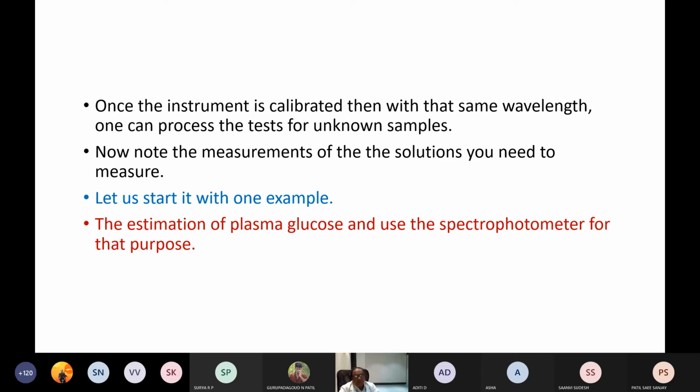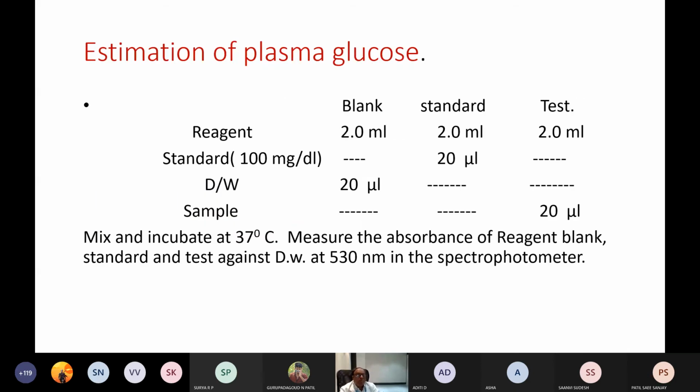Now coming to the example of processing blood plasma. In practice it is always called blood glucose. In very early days they used to process directly with whole blood. That's why that popular word has remained and is still used, but nowadays we use plasma. So plasma glucose will be done using the spectrophotometer for this purpose.